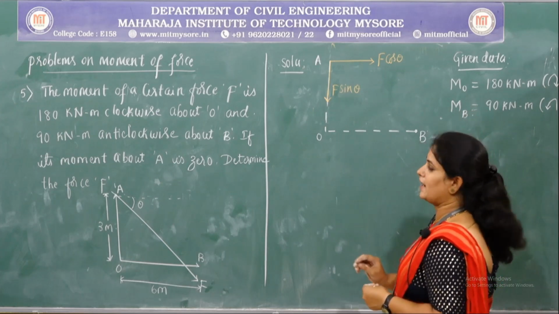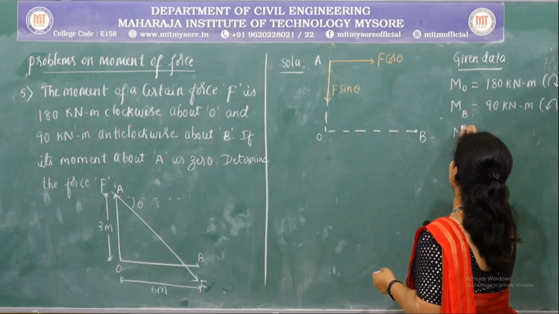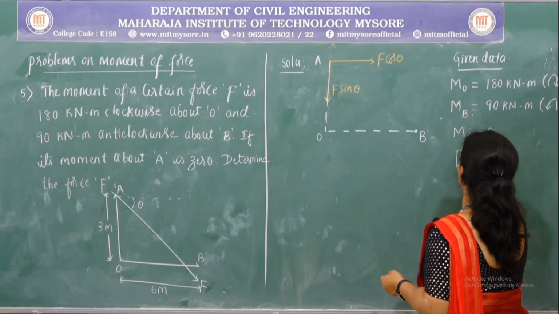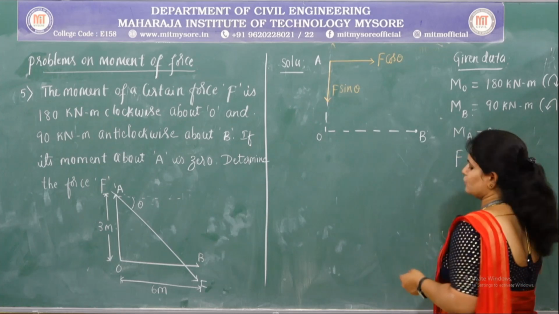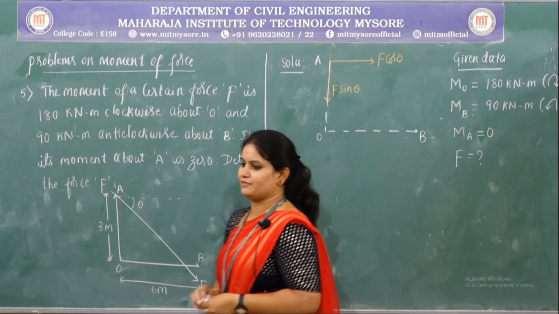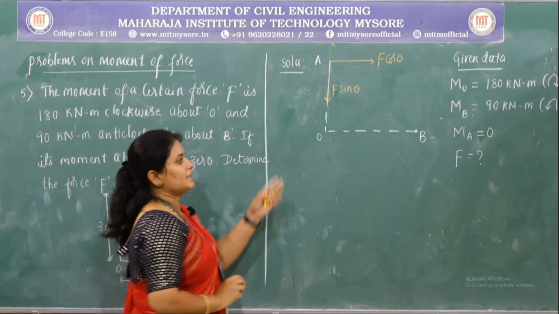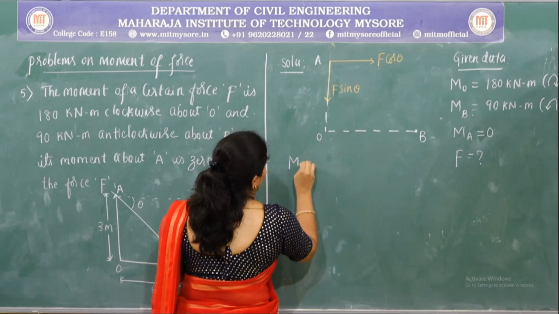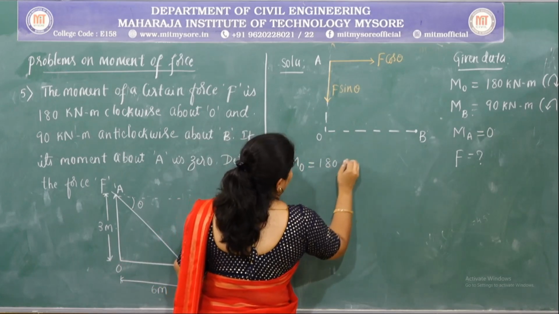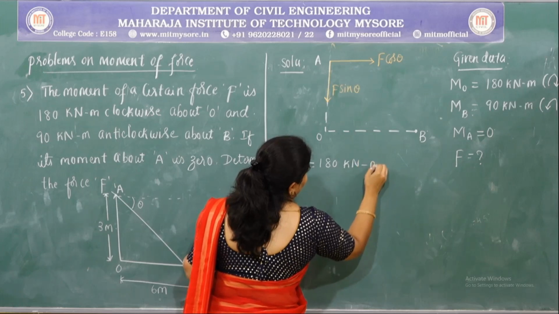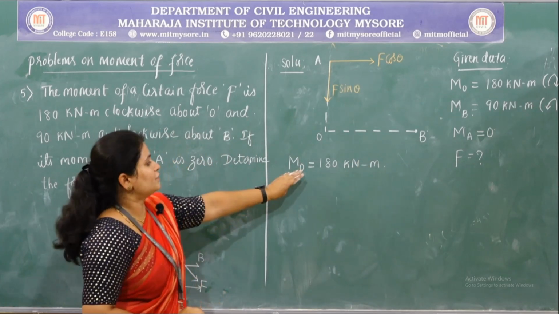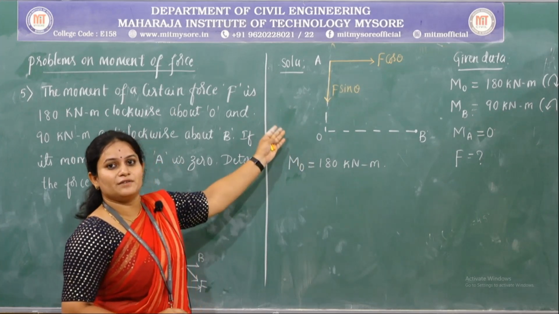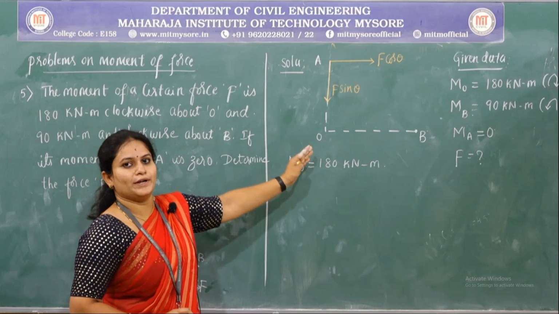And what they are saying is that the moment about point A is equal to 0, and we need to find out the magnitude of the given force F. So we shall consider the first hint given, that is, the moment about point O is equal to 180 kilonewton meter. So the value of the moment is directly given. Now we shall consider the moment of the individual forces separately about point O.